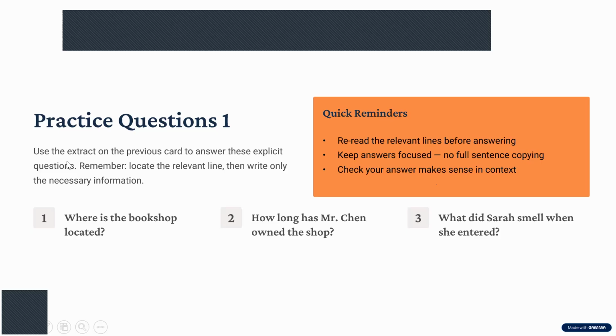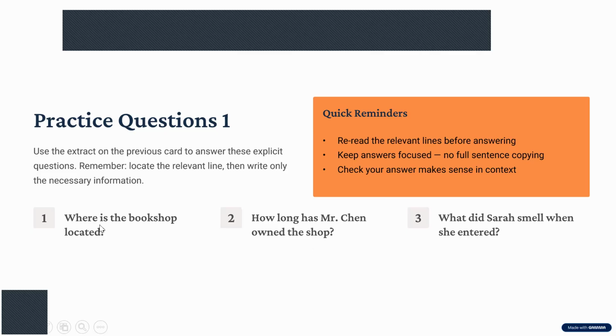Now let's do this. Use the extract on the previous card to answer these explicit questions. Remember, locate the relevant line, then write only the necessary information. Where is the bookshop located? How long has Mr. Shan owned the shop? What did Sarah smell when she entered?